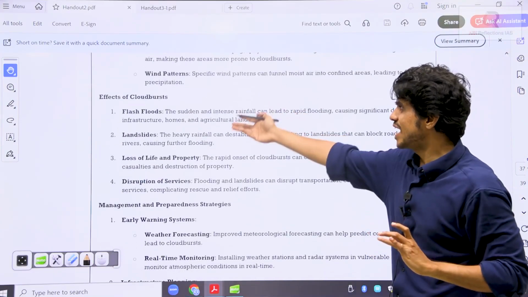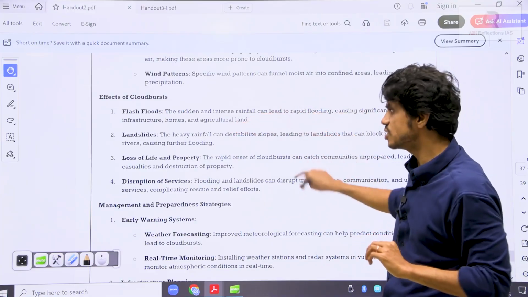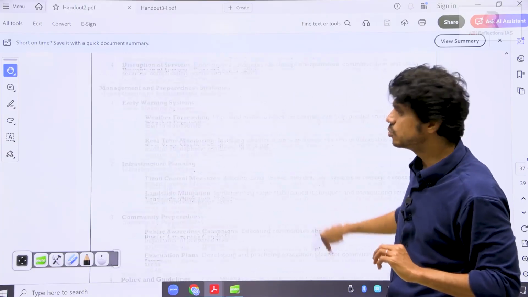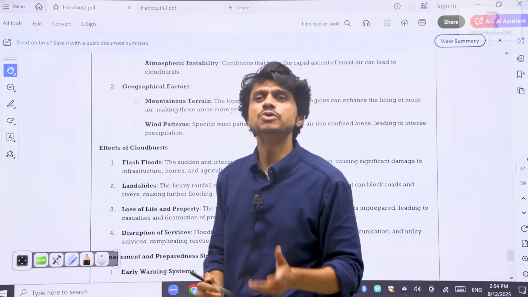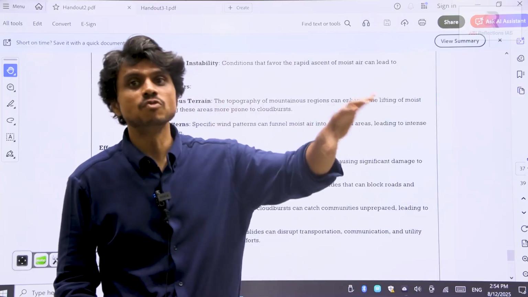Okay, so effects, flash floods. Sudden intense rainfall can lead to rapid flooding, causing significant damage. That is what has happened. So we need to have localized tracking. In the valley areas, we need to track. If a huge amount of winds are rising, if the clouds are piling up, we need to check.